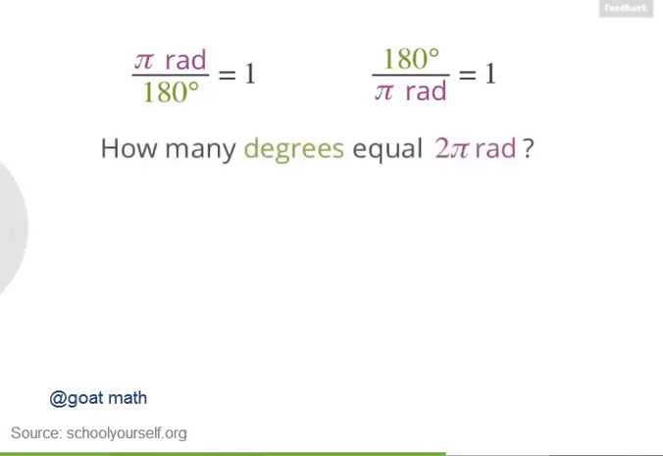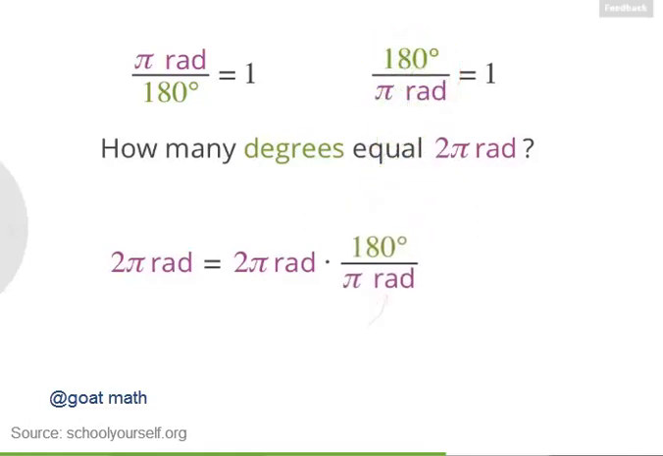Now let's try an example where you have an angle measured in radians, like 2 pi radians, and you want to convert this angle into degrees. So let's start with 2 pi radians. 2 pi radians equals 2 pi radians times 1. And now let's replace the 1 with this fraction, because this one has radians in the denominator.